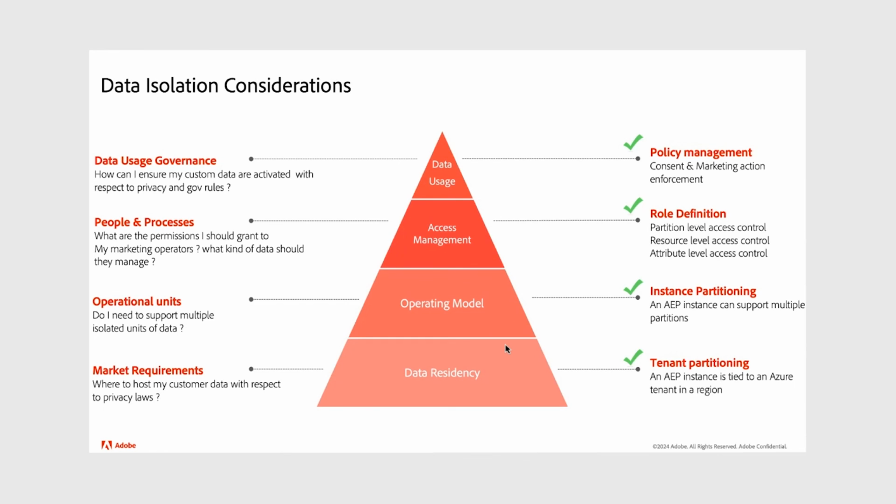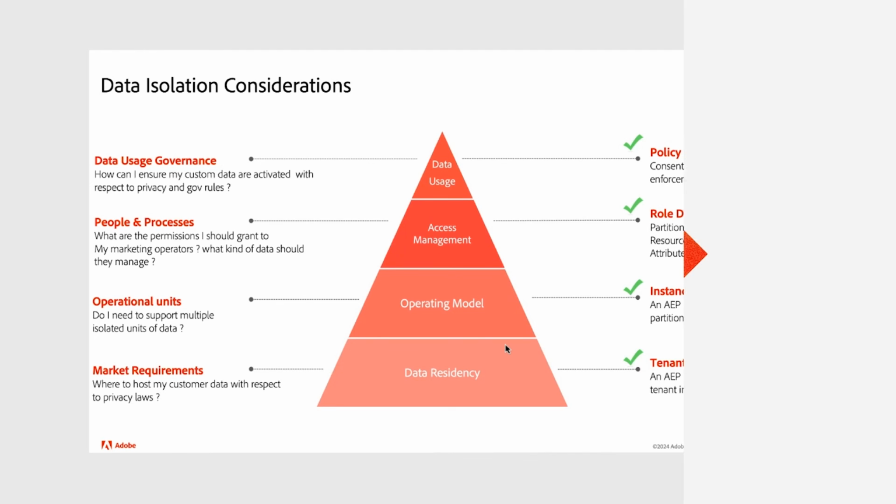And finally, the last one, the policy management, is also super important to take into consideration to not activate data that should not be consented by your customers. So checking those 4 boxes will provide you with a robust model to cater for your data isolation strategy. And I hope this presentation has been useful for you.